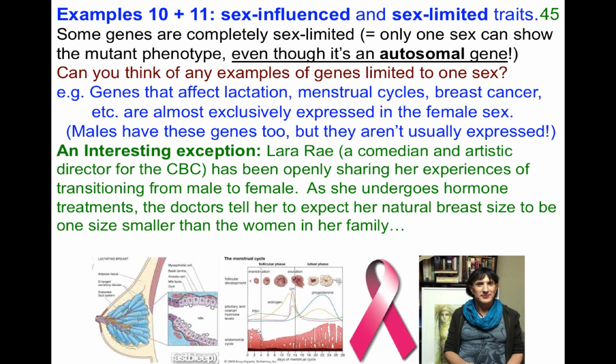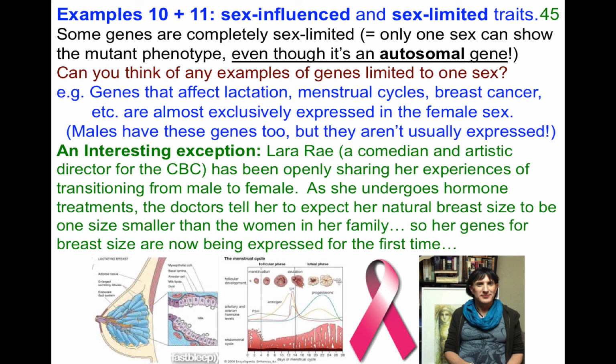So in her case, right, even though she was born male, her sex-limited traits, since she is transitioning to female with the female hormones she's taking, she's now expressing some of the female sex-limited genes, right? So her genes for breast size, which she got from her family, from her parents, are now being expressed for the first time, and this is happening at age 53. So she's making this transition at a very late stage in life.